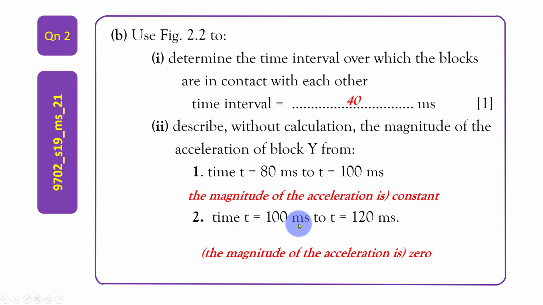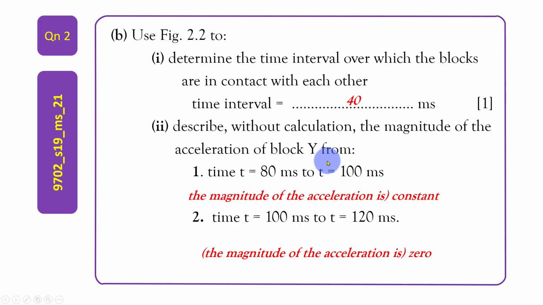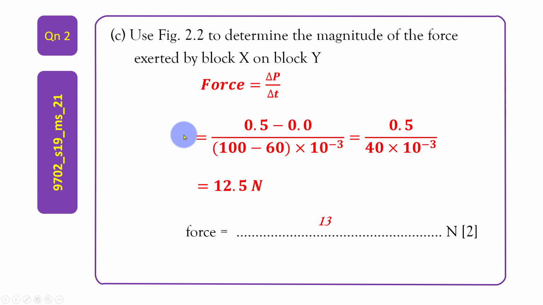How about over the time 100 to 120 milliseconds? Over 100 to 120 milliseconds, the momentum is uniform, showing that the velocity is uniform. Since the velocity is uniform, acceleration is 0. So over that interval of time, the acceleration is 0, as shown over there. So let's go to part C.